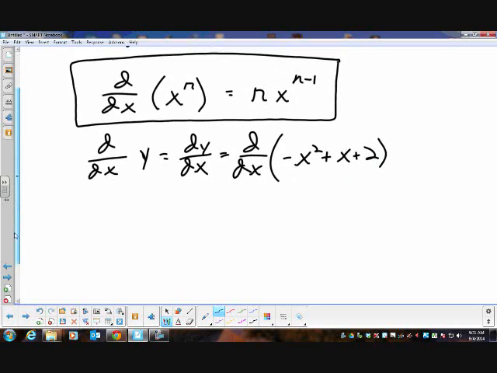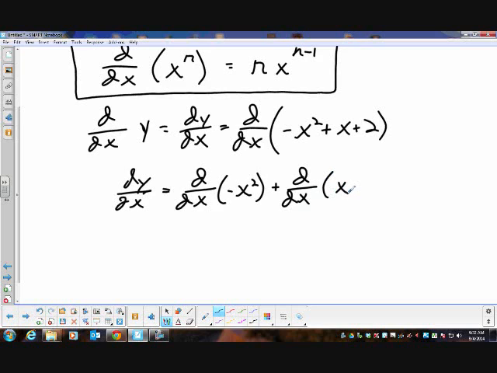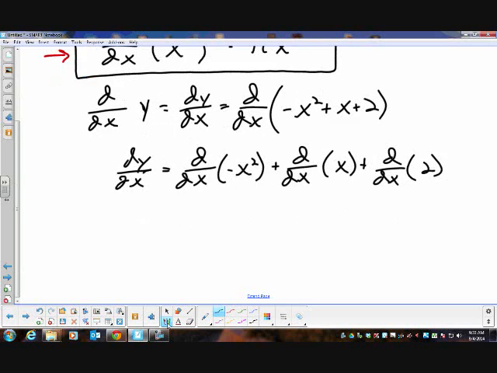And then what we're going to end up doing is distributing. The mathematicians probably don't like that word, but I'm going to distribute that d dx throughout my parentheses. In other words, I'm going to take the derivative with respect to x of negative x squared plus the derivative with respect to x of x plus the derivative with respect to x of 2. And for each expression, I'm going to employ that idea. Let's break these up individually as I do this.